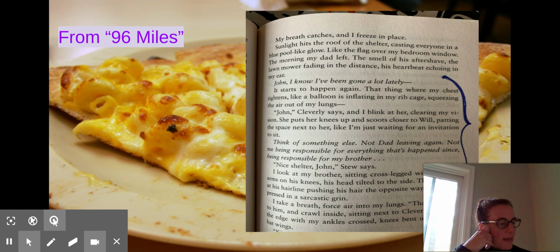It starts to happen again, that thing where my chest tightens like a balloon is inflating in my rib cage, squeezing the air out of my lungs. John, cleverly says, and I blink at her, clearing my vision. She puts her knees up and scoots closer to Will, patting the space next to her, like I'm just waiting for an invitation to sit. Think of something else, not Dad leaving again, not me being responsible for everything that happened since, being responsible for my brother. Nice shelter, John, Stu says. I look at my brother sitting cross-legged with his forearms on his knees, his head tilted to the side, that cowlick at his hairline pushing his hair the opposite way, his mouth pressed in a sarcastic grin.